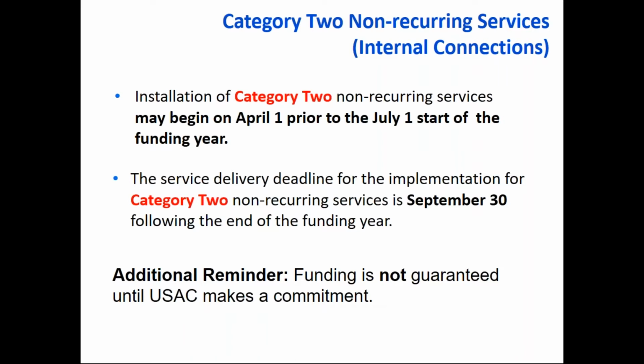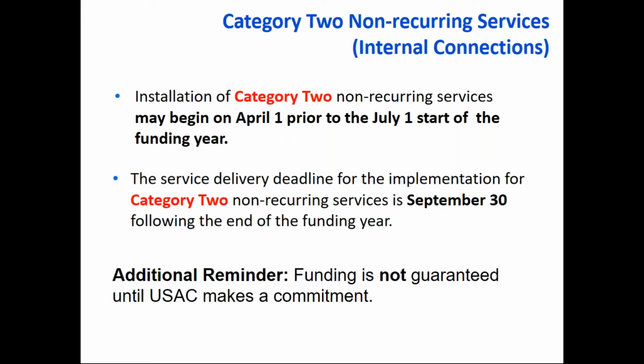Now, to talk about installation periods for internal connections, because remember, with internal connections, we refer to this as a non-recurring service. This is where you're purchasing the equipment outright. All right, so eRate rules say that we can start installing the equipment as early as April 1st, 3 months before the start of the funding year. That way, we're sure that everything's installed and ready to go by the new eRate funding year.